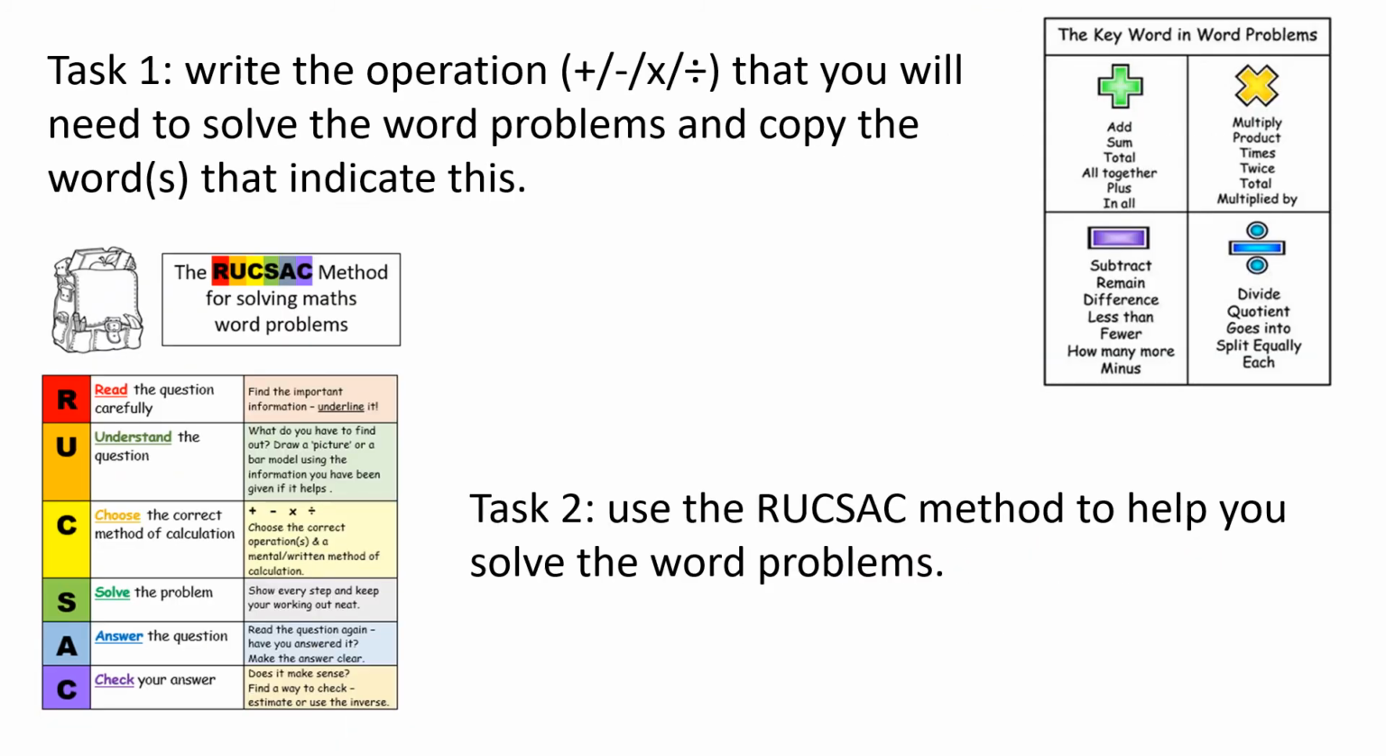I hope that's helped. So in your first task, you need to write the operation that you need to use to solve the word problems on your sheet and copy the words that indicated this. I've put an example on the sheet. If you want an extra challenge, you can then solve those word problems. On the second task, you need to solve 2 word problems. Use the RUCSAC method to help you and think about whether they're a 1-step or 2-step problem.